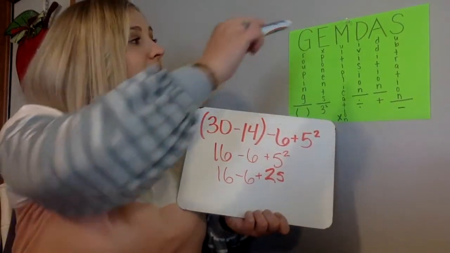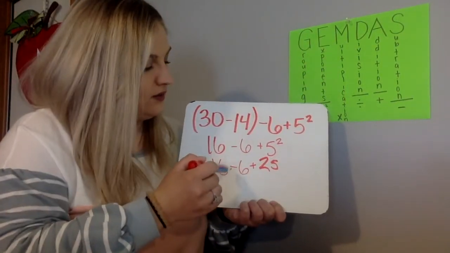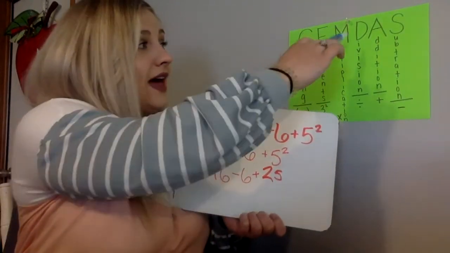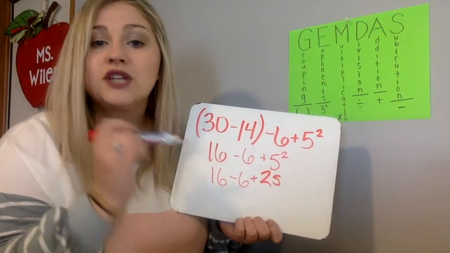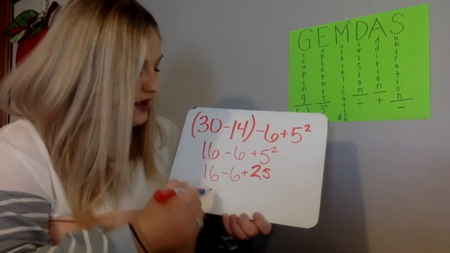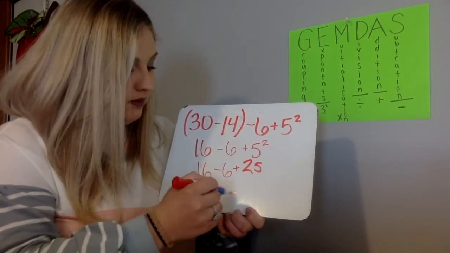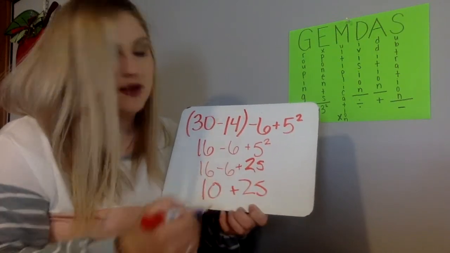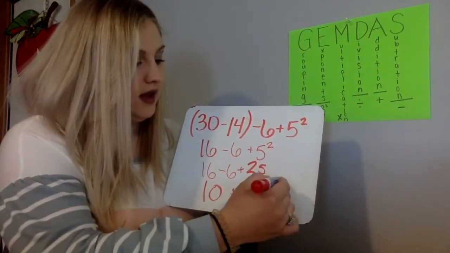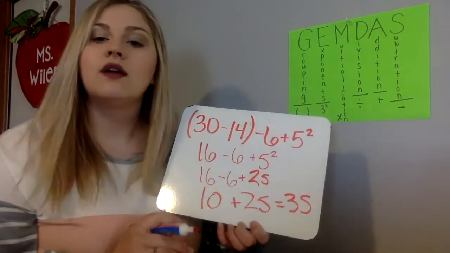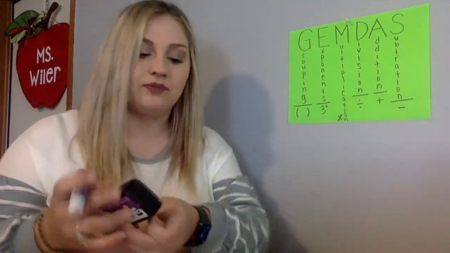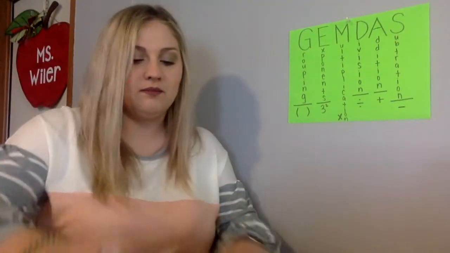Think back. We have subtraction and an addition problem. Remember, I don't have to do addition first. You do whichever one comes first in the problem. So 16 minus 6 would be 10, plus 25 because we need to bring the rest of our problem down. And we all know that 10 plus 25 would be 35. So if you got the answer 35, then you've done your order of operations correctly. Good job. I've got another practice problem.